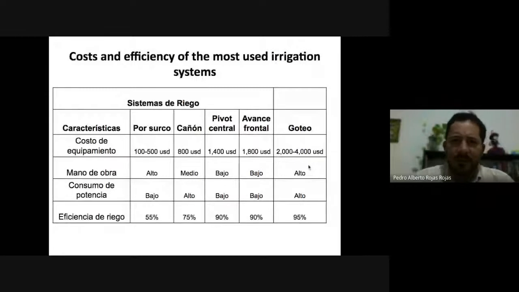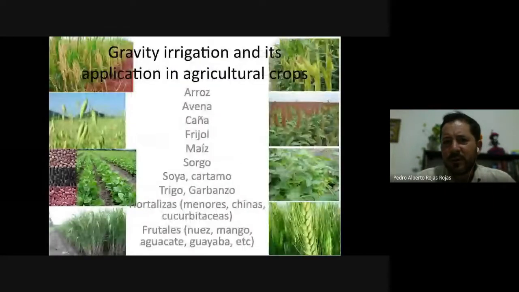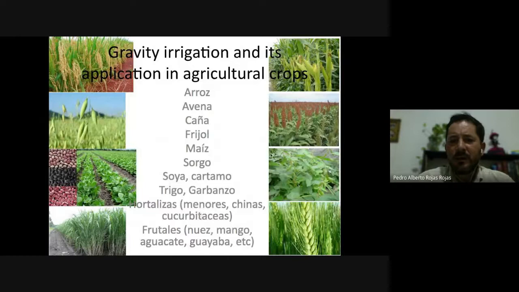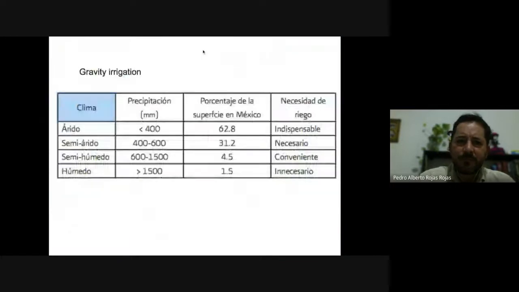So in the case of gravity irrigation, this system has its application in agricultural crops, like corn, beans, wheat, different fruit trees, and legumes. There are a lot of crops in this kind of irrigation system.